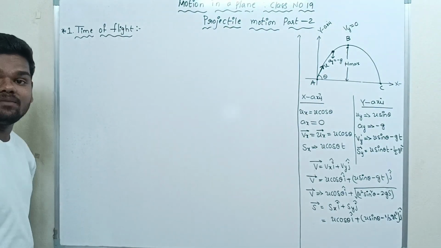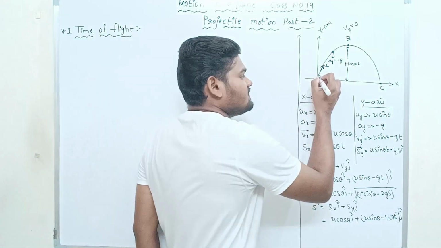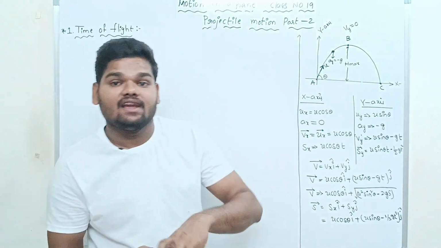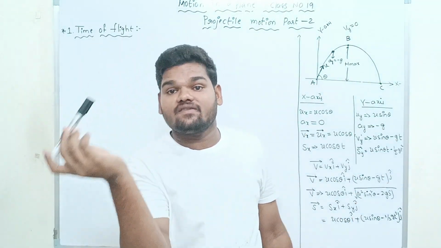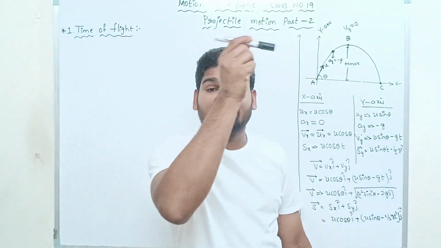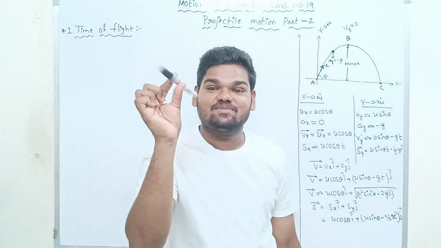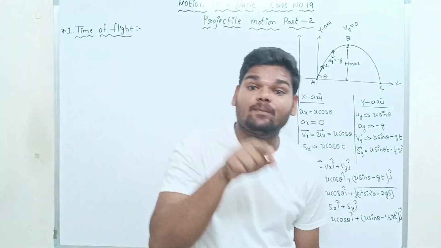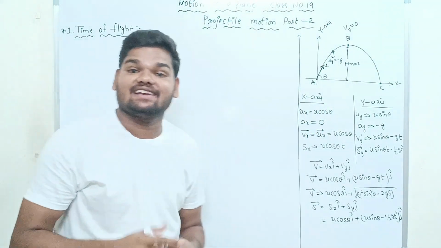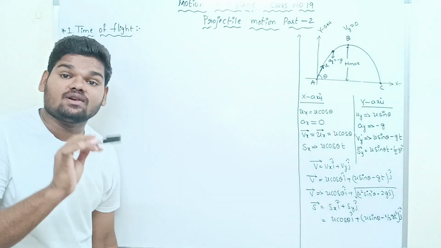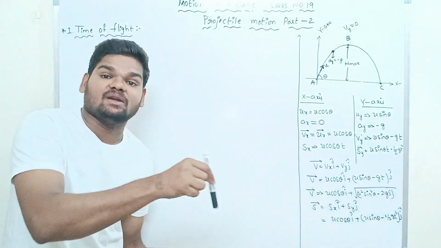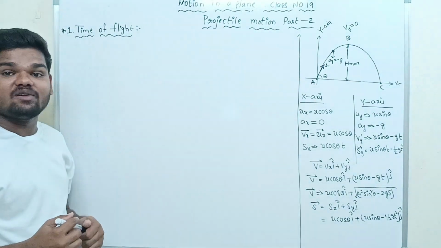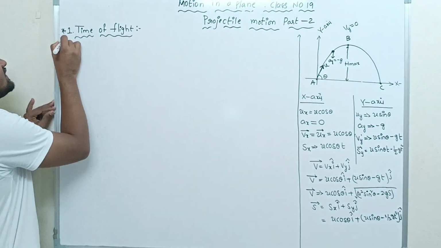So what is the meaning of time of flight? Time of flight means from point A, we project an object. So from point A, we project an object, and the total time taken by the projectile body to complete its projectile motion is called the time of flight. So that time is called what? Time of flight.